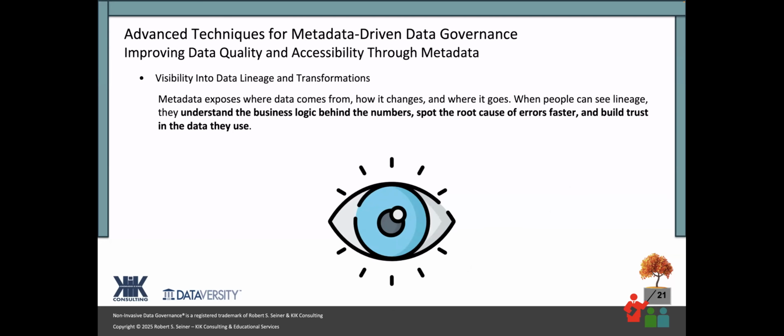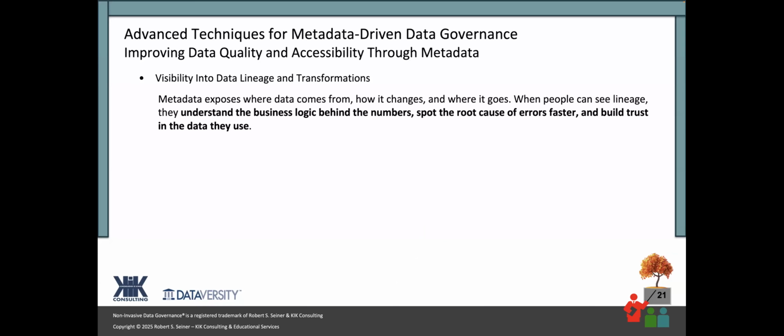Another way to improve data quality and accessibility is to improve the visibility into the data lineage and into the transformations. I know from my experience that people want to know where the data came from, how it is different from its origin, how it changed, where it's going. The more people understand and can see the lineage, the more they're going to understand the business logic behind the numbers. They're going to better trust the data.